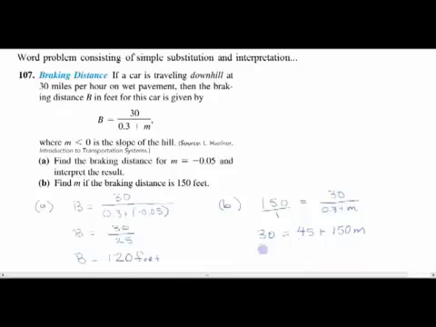Now we need to subtract 45. That gives me negative 15 equals 150m. Dividing by 150 on both sides, I get m equals negative 0.1. So m has a value of negative 0.1 if the braking distance is 150 feet.